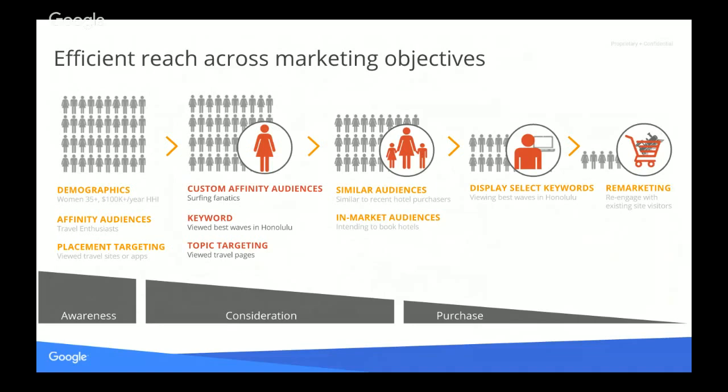Once you have maximized the full potential of your own data, Google can offer you additional data to help you reach new qualified prospects at scale using our in-market audiences. These are highly qualified users who are actively intending to buy products and services that you have to offer. And finally, Google offers industry-leading contextual targeting with display select keywords, keyword contextual targeting, and topic targeting.